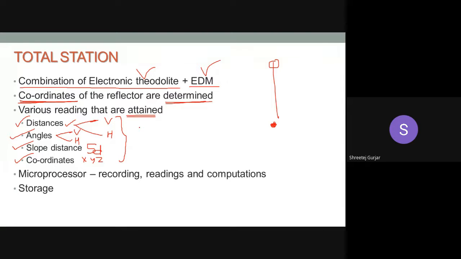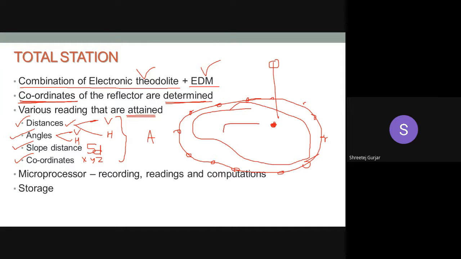Okay, along with this, we can also calculate areas, right? If you have an area to be covered, you can place your reflector like this at the end positions, and you can measure the area, right? So area measurement can be done. If you want, you can also plot the contours, or contour measurement can also be done, right? Also, if you want to set out, setting out can also be done.